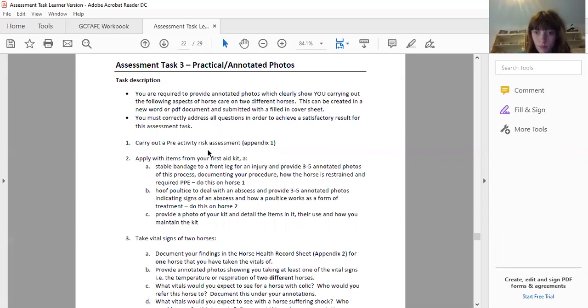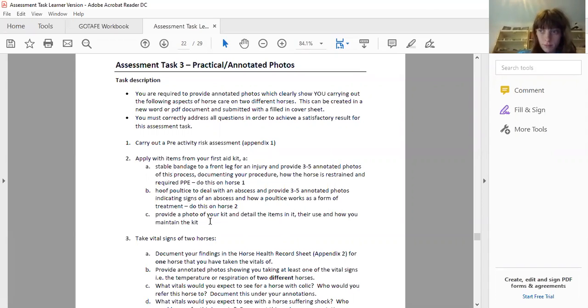So the photos would be of you applying that, or again, if you came along to prac, we would get you to bandage one of the horses here. So that's on one horse. Then on a different horse, applying a hoof poultice to deal with an abscess. So there are two different lots of bandaging that you need to demonstrate, and then provide a photo of your first aid kit and detail the items that are in it, their use, and how you maintain the kit.